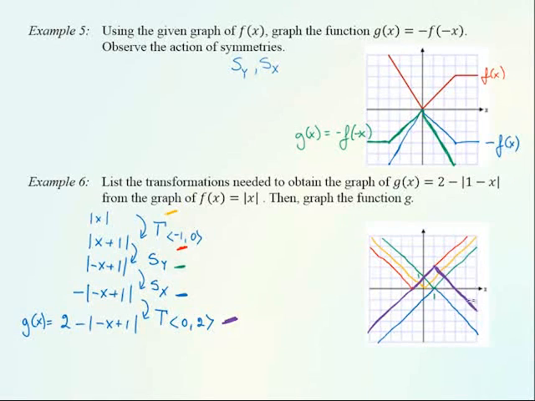This will be the final shape of the graph g of x, and the yellow one was f of x. So if we want to very clearly see the transformations again, we can name those functions. The original one is f of x, so let's stick with the same name.